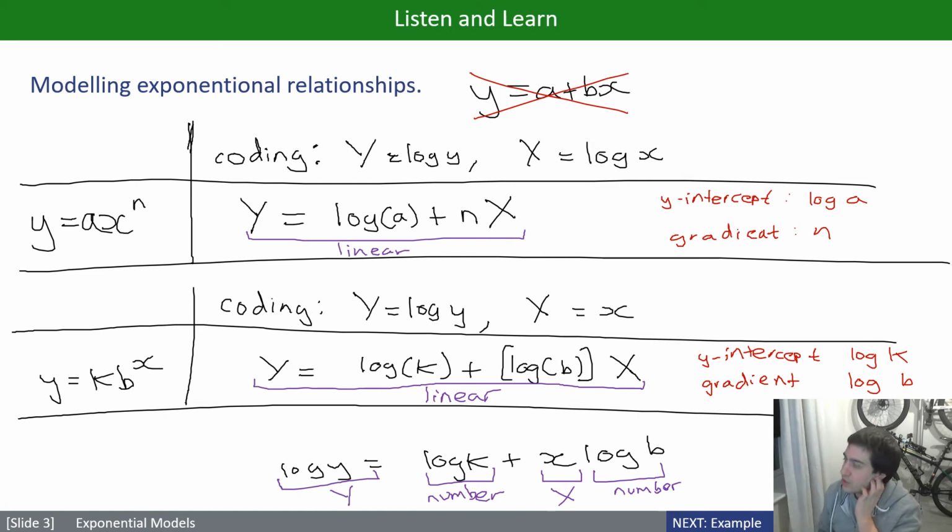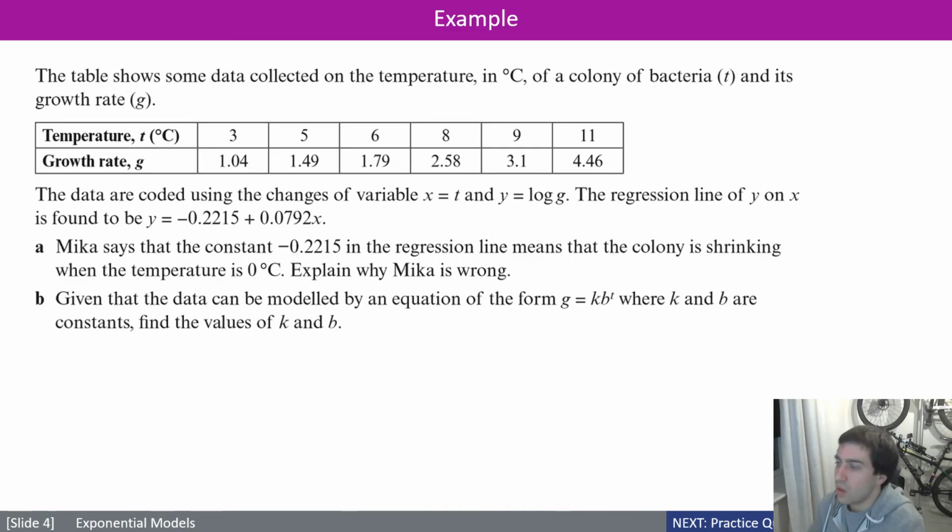Let's look at an example and you can try some questions. Okay, so we've got some bivariate data: temperature versus the growth rate of some bacteria. The data are coded using the following change of variables: x equals t and y equals log of g. So already from knowing that encoding, they've used different letters. Instead of little x and big X, they've gone from t to little x, and from log g to y. But this is the code, and so if you went back to the previous slide, you'd see it corresponds to one of them, doesn't it? In fact, in this case, it corresponds to the second one we did.